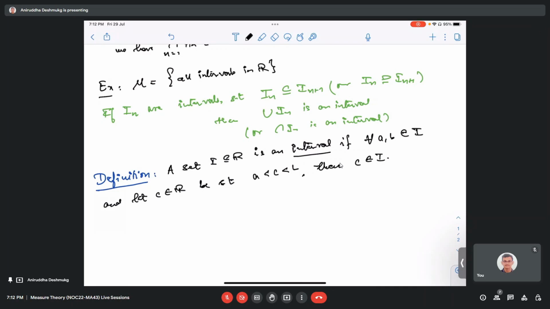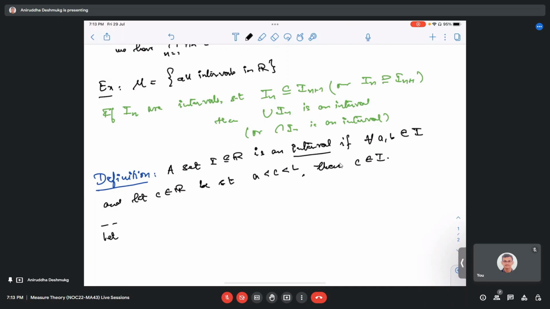Yes, sir. Okay. So with this, we really want to prove that whenever we have a sequence of intervals, each contained inside the next, then their union is an interval. That means if I take any two points in the union of I_n, I need to prove that all points in between are inside the union of I_n, right? So let us see.